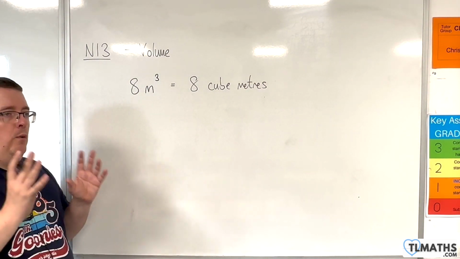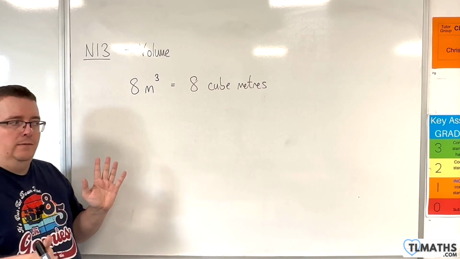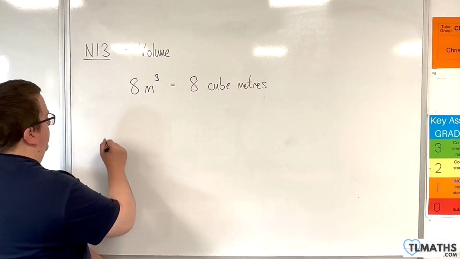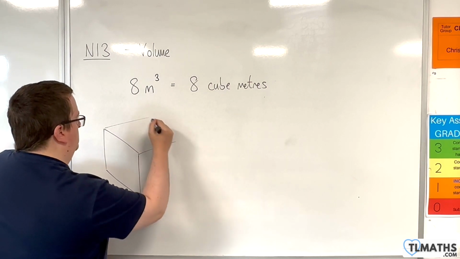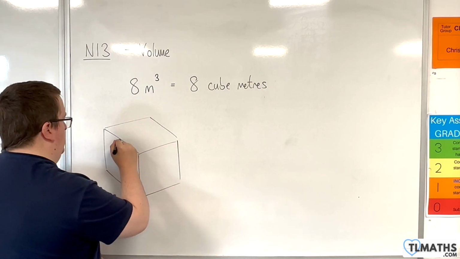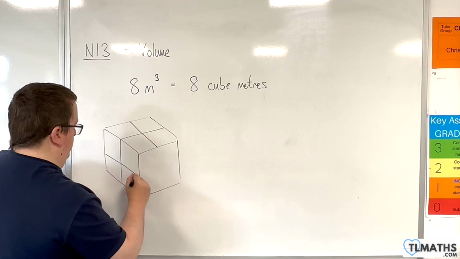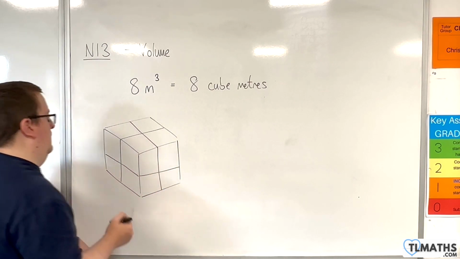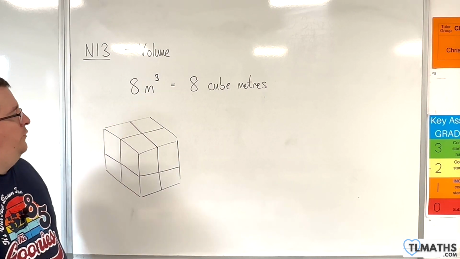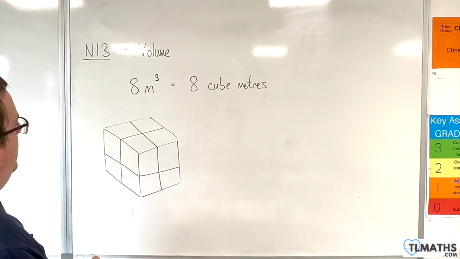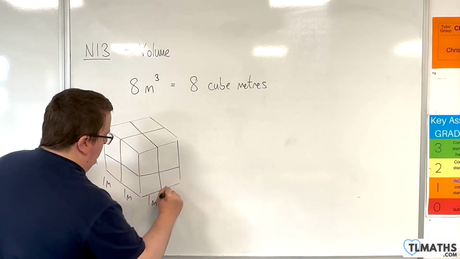So essentially we're talking about 8 cubes of 1 meter by 1 meter. Okay, so you can think of this, if you like, as a cube itself which has been divided, let's try this out, up into 8 cubes. Okay, so this would be 8 cube meters, where you've got 1 meter, 1 meter, 1 meter, 1 meter, 1 meter, 1 meter.